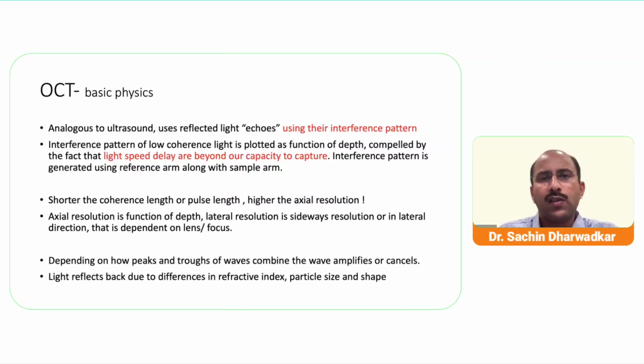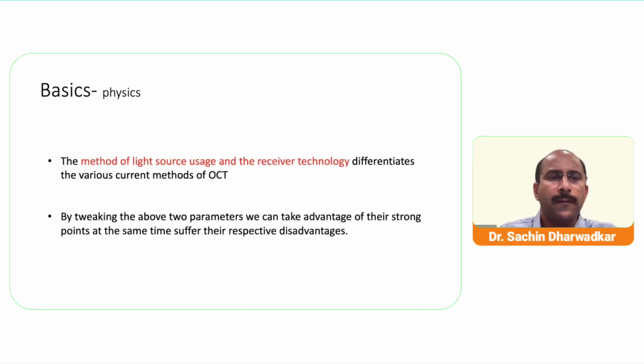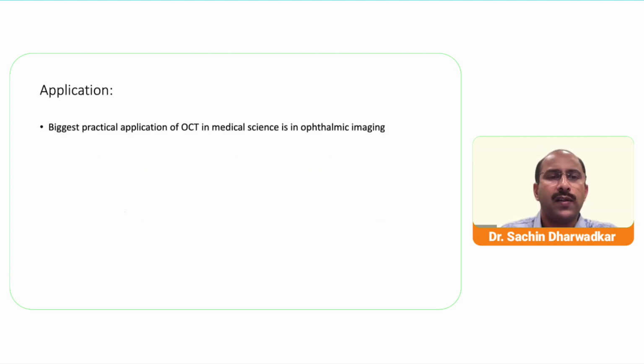Depending upon how the peaks and the troughs of the reflected waves combine, the wave amplifies or cancels, that we all know. And this principle is basically used, with the sample and reference arm in the interferometer, to generate images in the OCT. The method of light source and the receiver technology differentiates the current methods of OCT that are available. And by tweaking the above two parameters, we can take advantage of the strong points and at the same time suffer the respective disadvantages. So we'll see what are the clinical aspects of this particular nugget of physics as we go ahead.